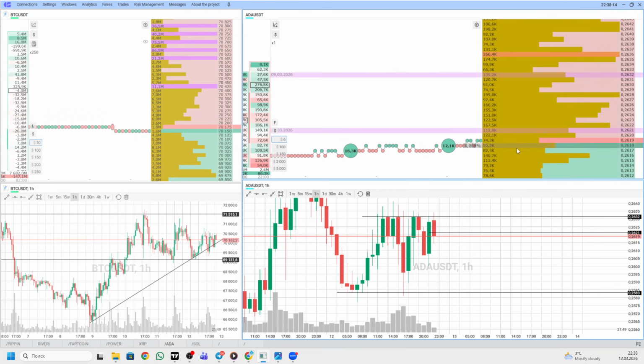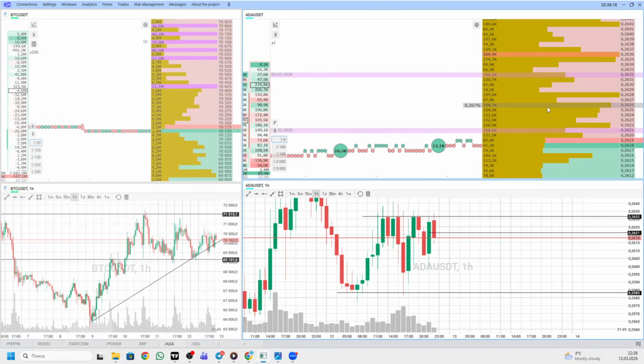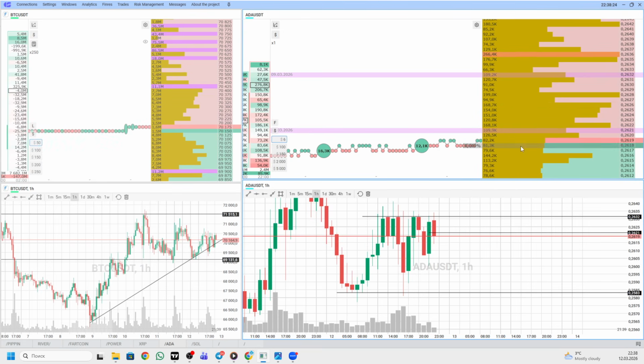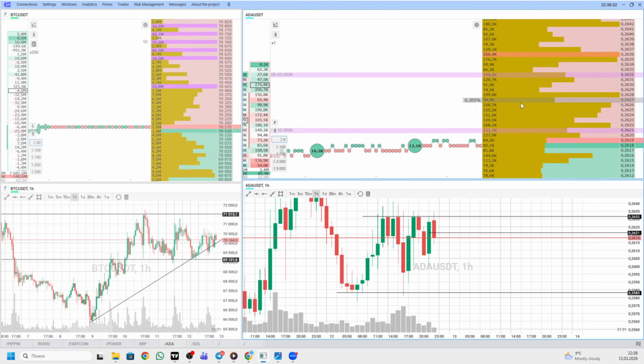So here is our zone, 0.4. We can see it here. You see right now the price is out of our zone, so we don't do anything. When the price is out of the zone, we don't do anything. We wait. We wait until it comes back to this area.